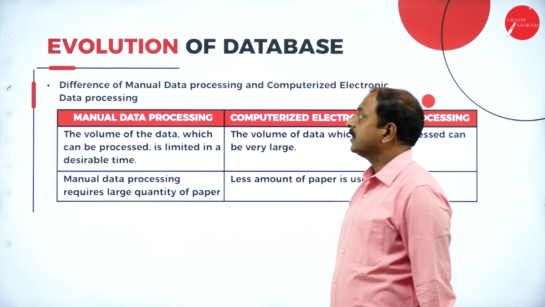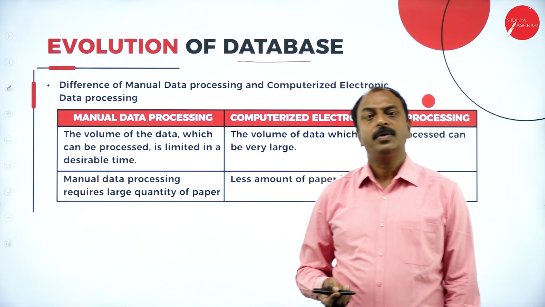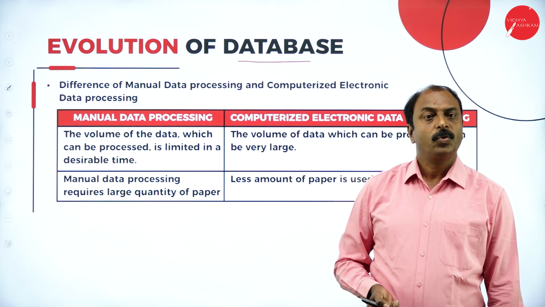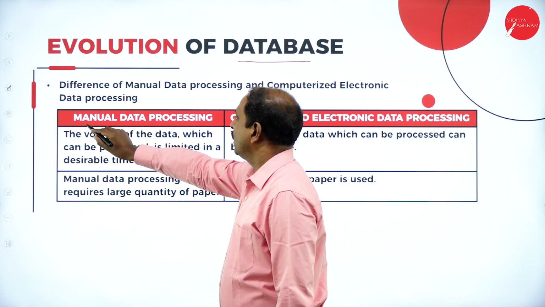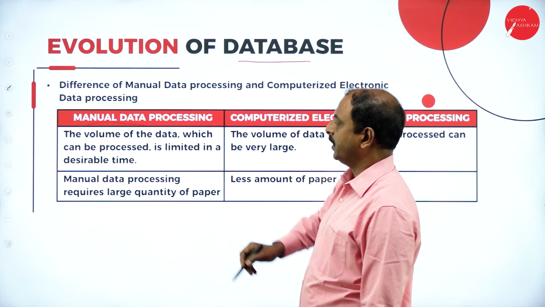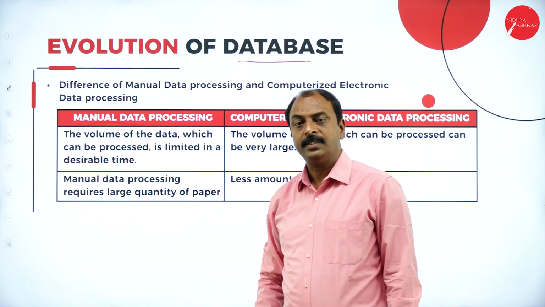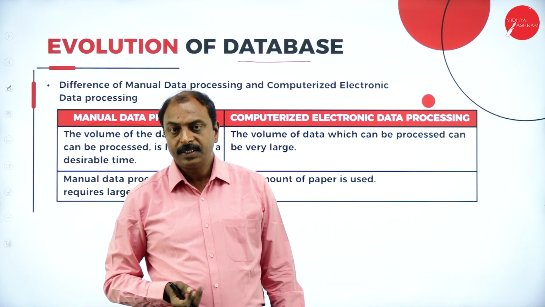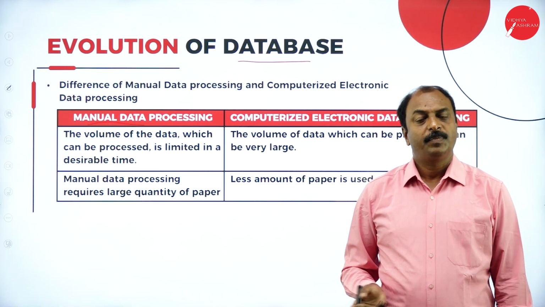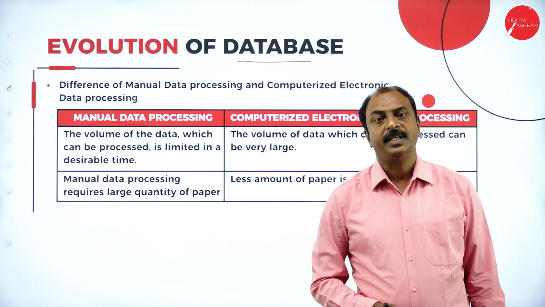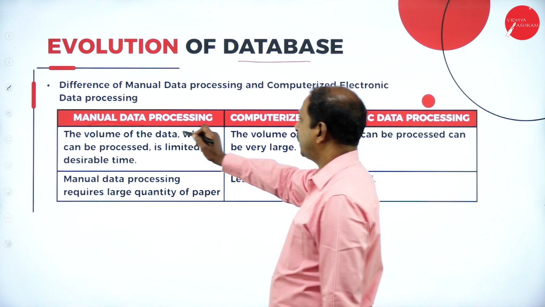Now let us see the evolution of database, meaning how it evolved from the old to the new system of database. Earlier it was manual data processing. In olden days when there were no computers in use, everything was a manual operation. Nowadays everything we use is computerized. But before the era of computers, everything was manual. So that is manual data processing.